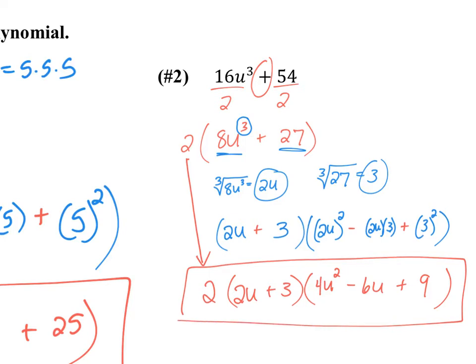And that would be how you factor with a GCF and then do a sum of cubes. Sum of cubes is what it's called because it's a plus sign.